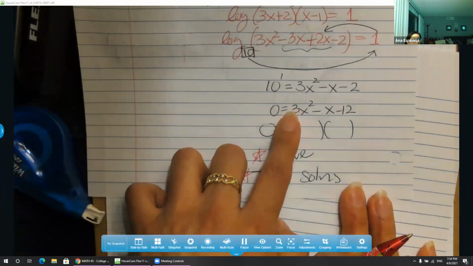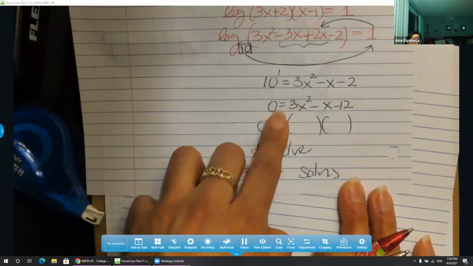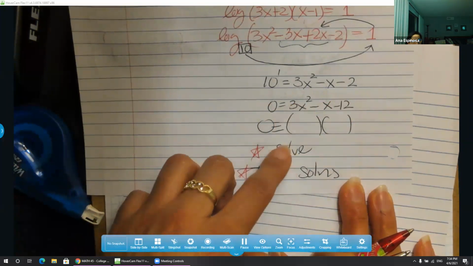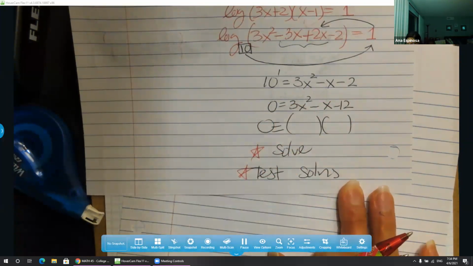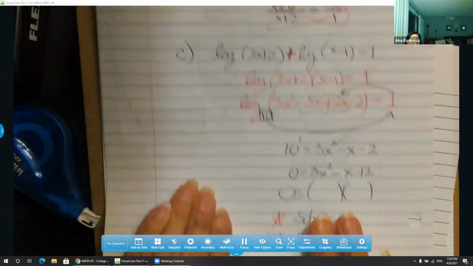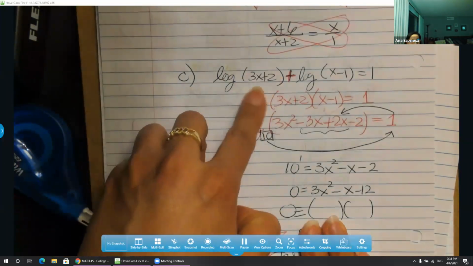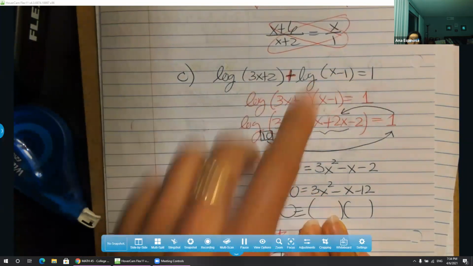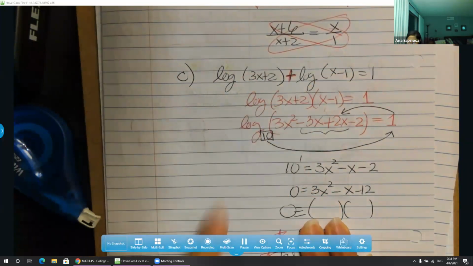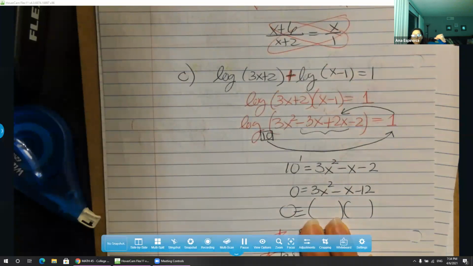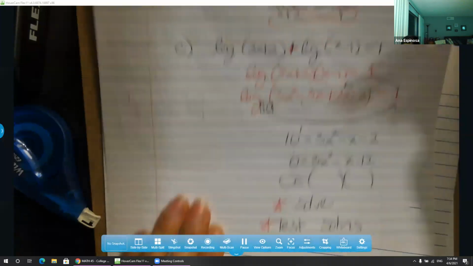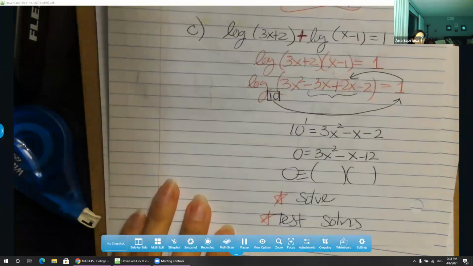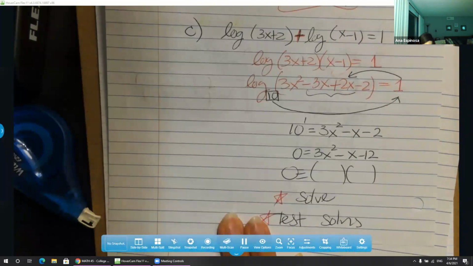So here we have this function that is now set to 0. It is a quadratic. You factor, you solve, you test the solutions. Make sure that the solutions do not create negatives either in this parentheses or in this parentheses. If it creates a negative on either, you get rid of that solution. And that's this one. So that is C. I'll do the last one, at least the setup, and then we should be good to go.